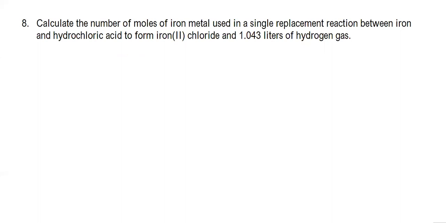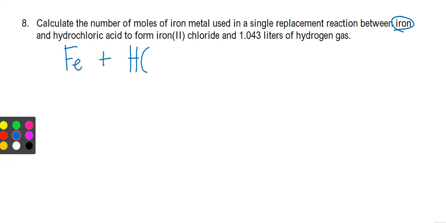Okay. So calculate the number of moles of iron metal used in a single replacement reaction. That should sound familiar, between iron and hydrochloric acid to form iron 2 chloride and 1.043 liters of hydrogen gas. Okay, first thing we do, write the balanced equation. So the reaction between iron metal, so that's just Fe, and hydrochloric acid. This was on the test. Did you remember? Hydrochloric acid, we use it in the lab a lot. It's just HCl. Okay, we actually did this reaction in one of our labs in chapter 11.